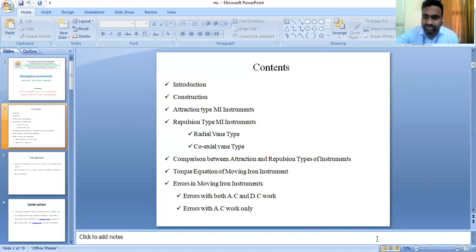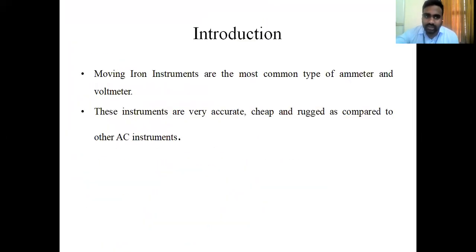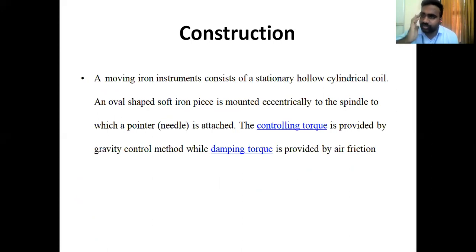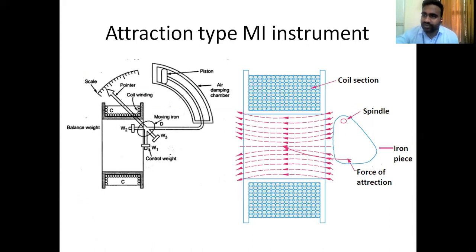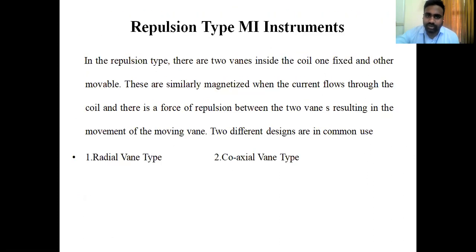In today's class, we discussed the introduction to MI instruments. We have seen the construction, we discussed the behavior of controlling torque and deflection torque, and we analyzed the construction of the attraction type instrument. We discussed the repulsion type.